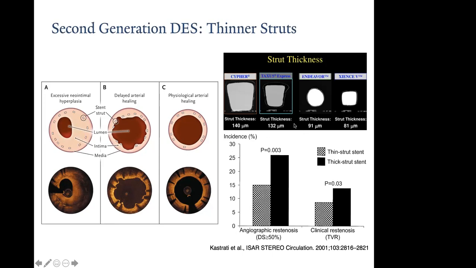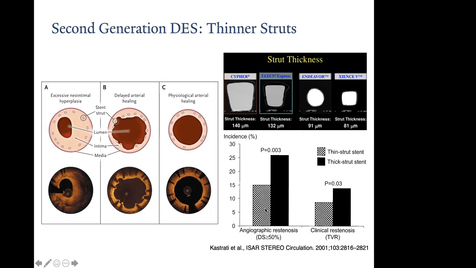The biggest feature of second generation drug-eluting stents is that the stent struts were a lot thinner. So Cypher and Taxus stents were essentially a very thick scaffold. So the struts were 140 microns for Cypher and 132 microns for Taxus, whereas the second generation, the Endeavor and the Xience stents were 91 and 81 microns respectively.